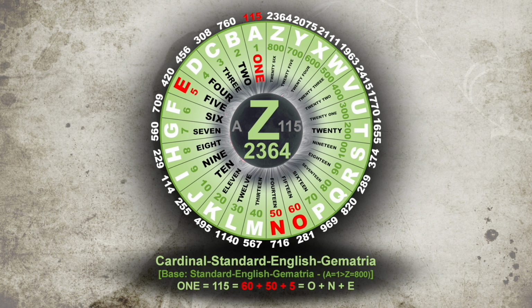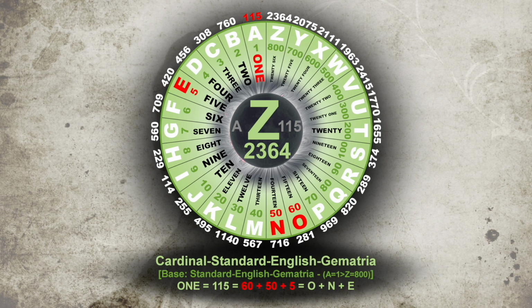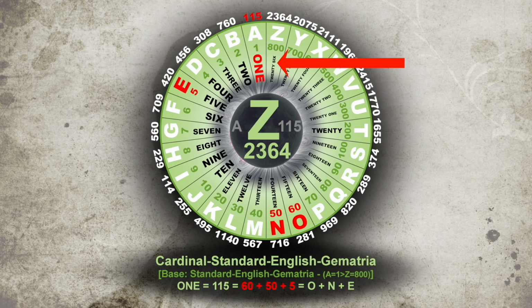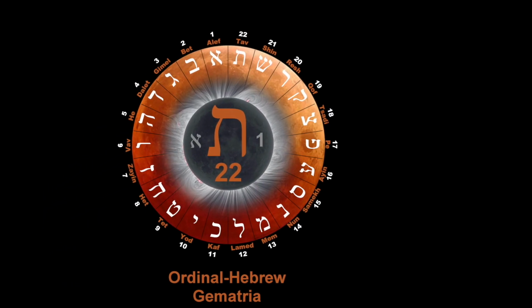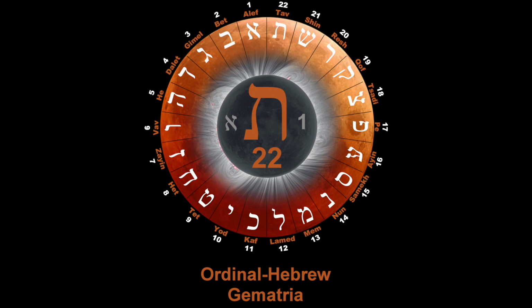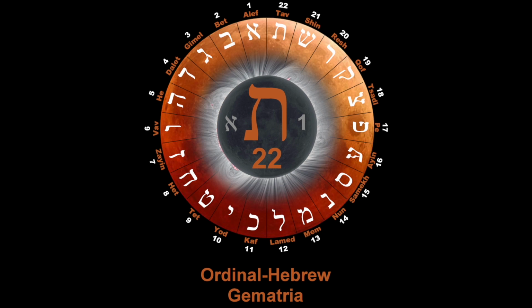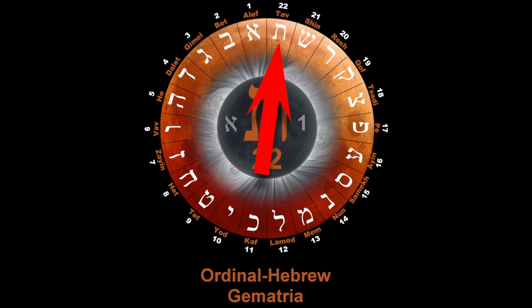We repeat this process for the spelling for each number until we get to the number 26, which represents the letter Z. Now let me explain the numbering systems for the following 6 Hebrew Gematria systems. First of all, ordinal Hebrew Gematria. With ordinal Hebrew Gematria, each letter is assigned a number in accordance with its position in the Hebrew alphabet. This means that Aleph has a value of 1, and Tav, which is the 22nd letter, has a value of 22, because there is 22 letters in the Hebrew alphabet.